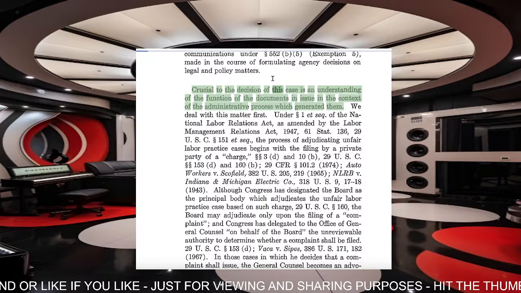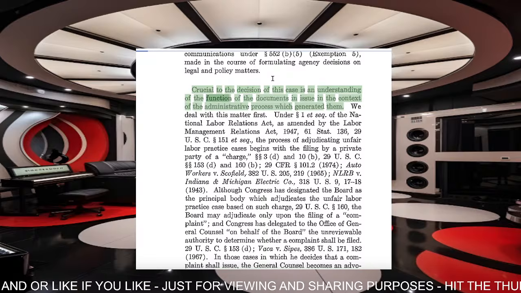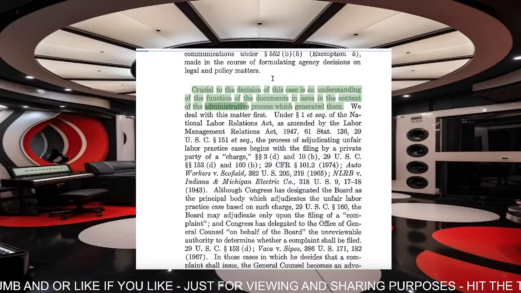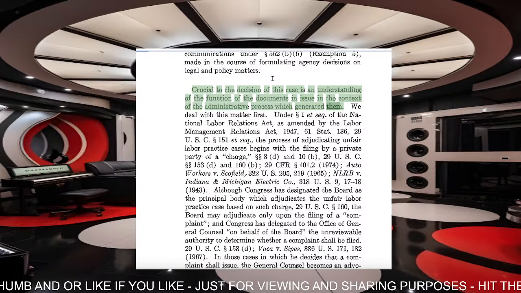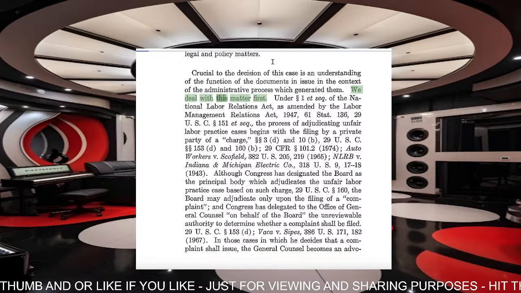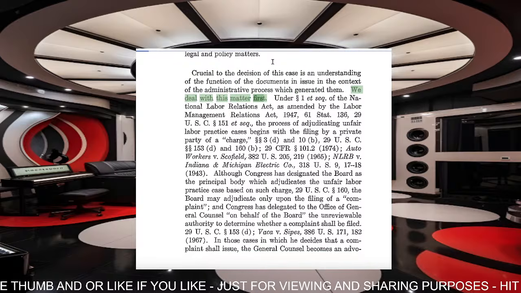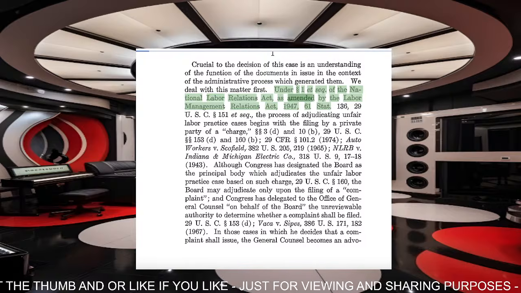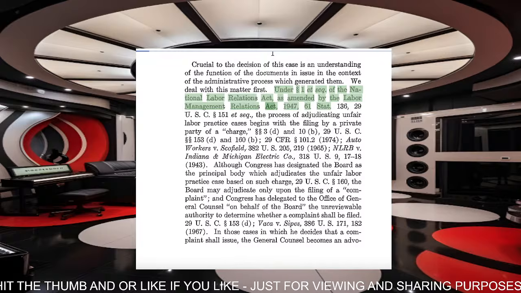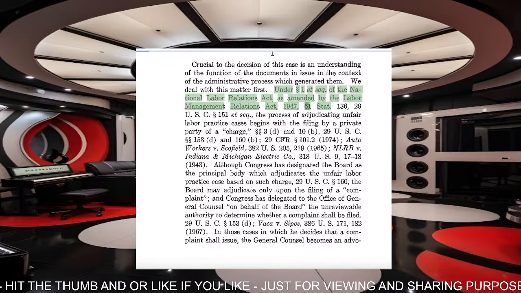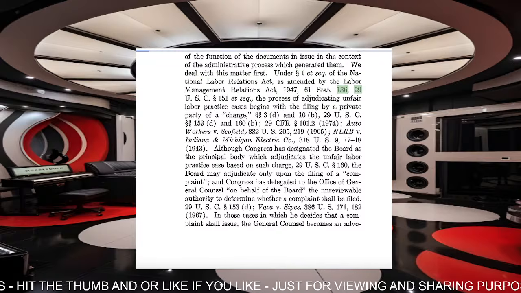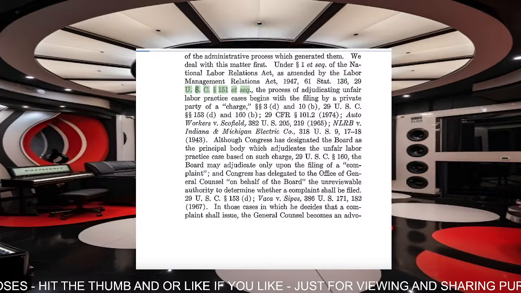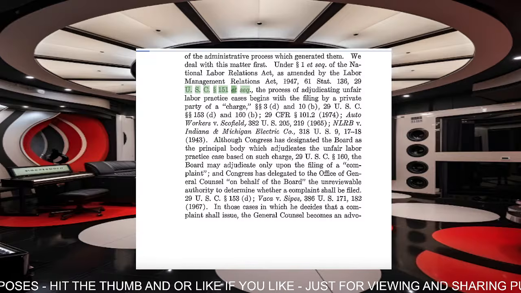Crucial to the decision of this case is an understanding of the function of the documents in issue in the context of the administrative process which generated them. We deal with this matter first. Under the National Labor Relations Act as amended by the Labor Management Relations Act, 1947, 61 Stat. 136, 29 U.S.C. 151 et seq.